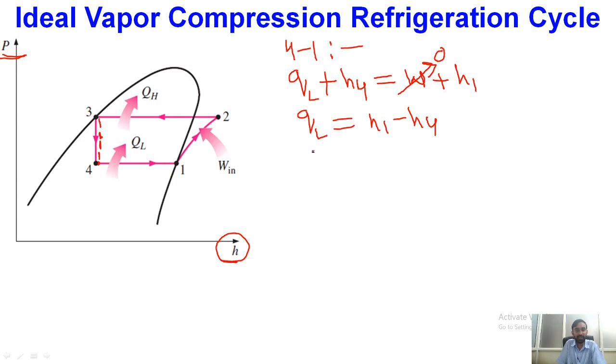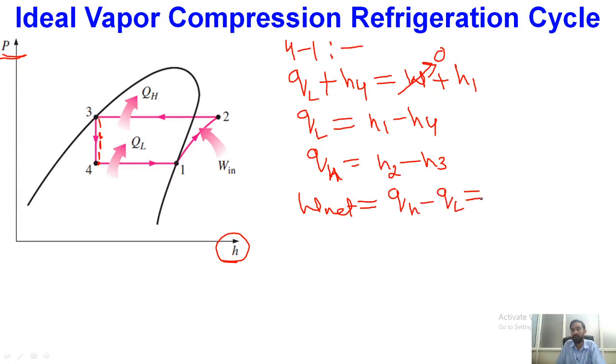Similarly, the heat rejected in the condenser on a per kg basis comes out to be h2 minus h3. Because this is a cyclic process, for a thermodynamic cycle W net is equal to QH minus QL, the net amount of heat transfer. So ultimately we find that (h2 minus h3) minus (h1 minus h4) is our work done.